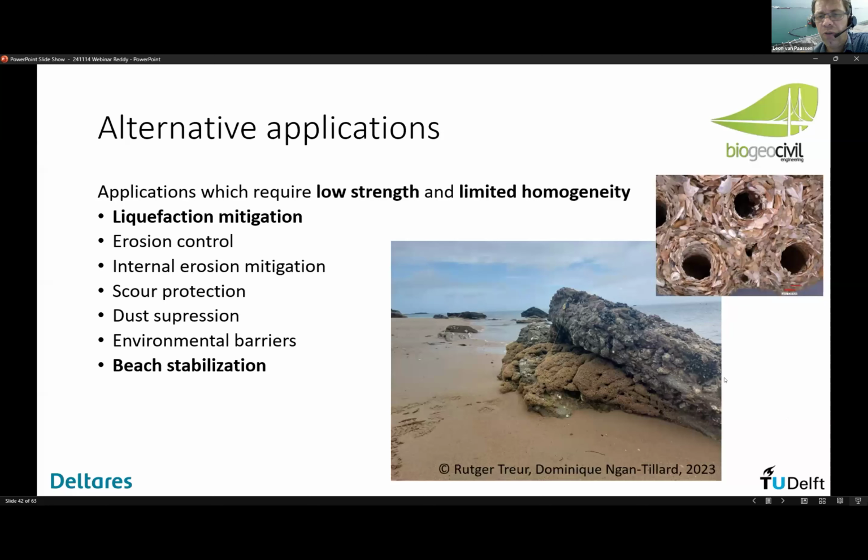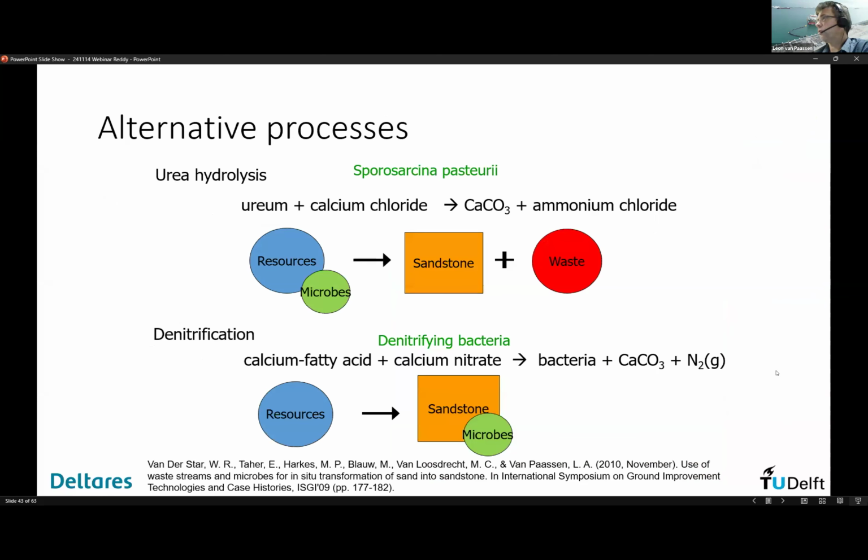The pictures you see here are not from MICP, but from another biological stabilization process using sand worms or honeycomb worms, which cement the sand not with calcium carbonate, but with an organic polymer. So that would also be an alternative product to look into, which has not been significantly investigated yet. But what we also looked into was alternative processes.